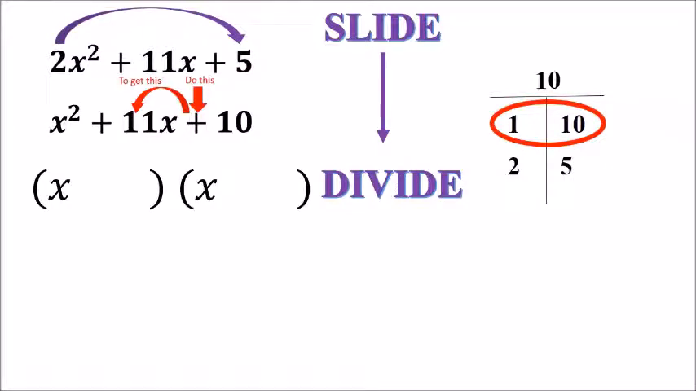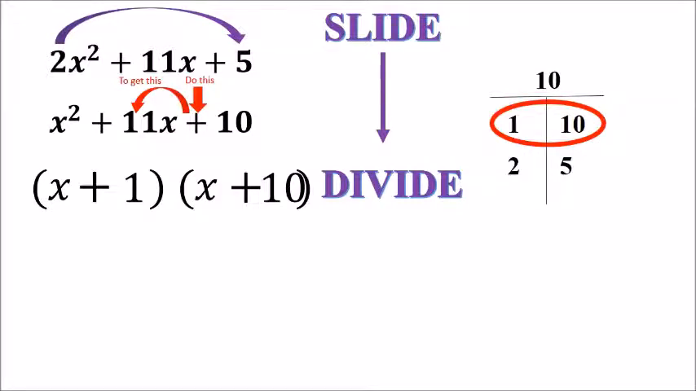I'm going to split up my x's, and I'm going to split up my 1 and my 10. Now, when we're looking for signs, we have to look at the sign of C first. Since it's a plus 10 at the end, that means signs are going to be the same. The boss sign of B is a plus, so that means they're both going to be pluses. I am not finished yet.